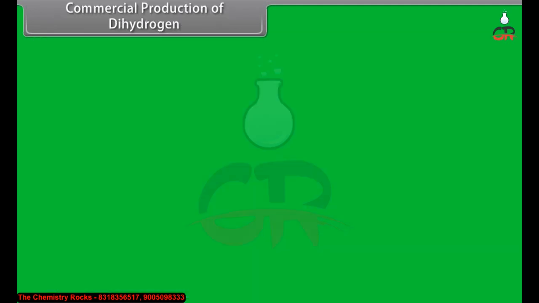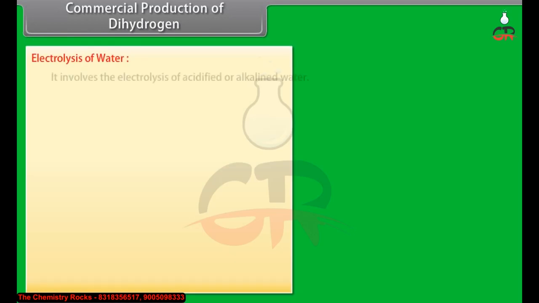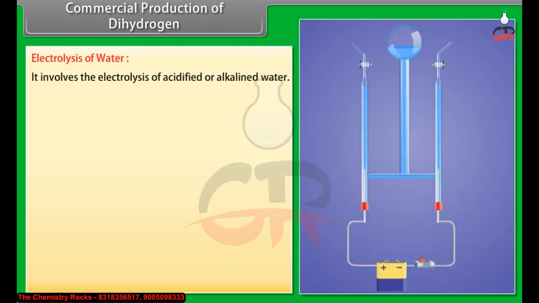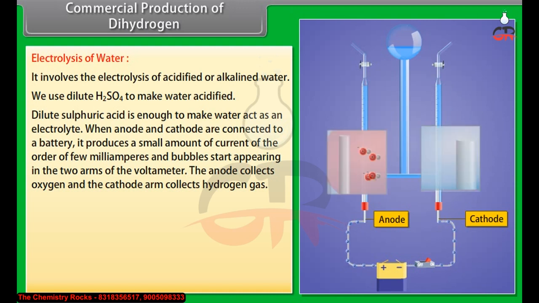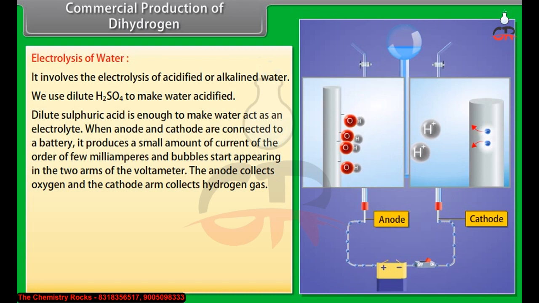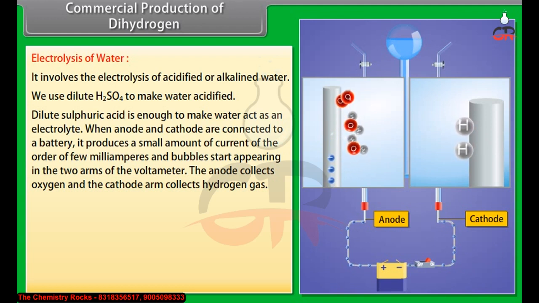Commercial production of dihydrogen. Electrolysis of water. It involves the electrolysis of acidified or alkaline water. We use dilute H2SO4 to make water acidified. Dilute sulfuric acid is enough to make water act as an electrolyte. When anode and cathode are connected to a battery, it produces a small amount of current of the order of a few milliamperes and bubbles start appearing in the two arms of the voltameter. The anode collects oxygen and the cathode arm collects hydrogen gas.